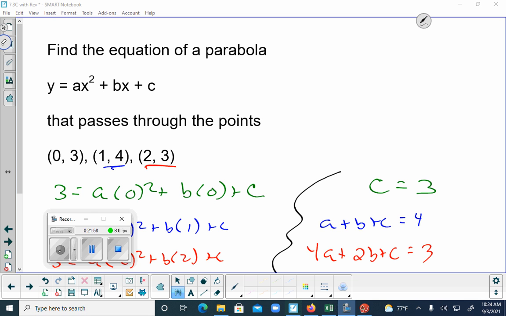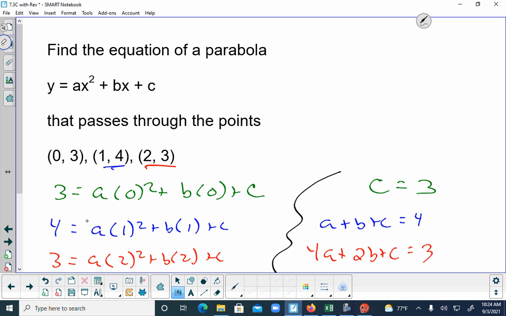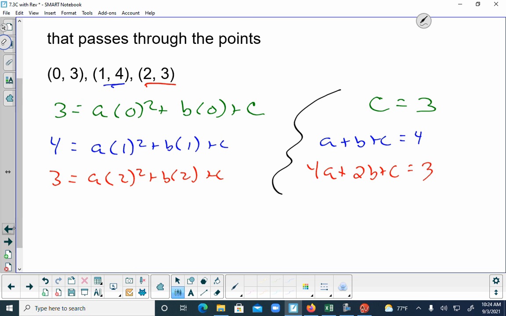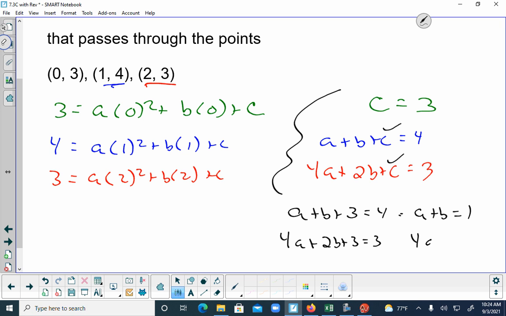Okay, when I substitute in, I get this, right? Everyone got that? What I'm going to do to make life slightly easier on myself, in these 2 equations here, I'm going to put 3 in for my c. So if I do that, I'm going to have a plus b plus 3 is equal to 4. So that equation is going to be a plus b is equal to 1. Then when I put in 3 here, I'm going to have 4a plus 2b plus 3 is equal to 3. So this is going to be 4a plus 2b is equal to 0. Now I've simplified it so that it's 2 equations and 2 unknowns, which is a lot easier to work with.